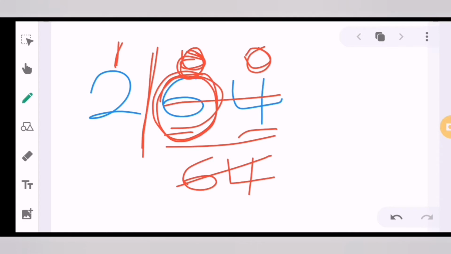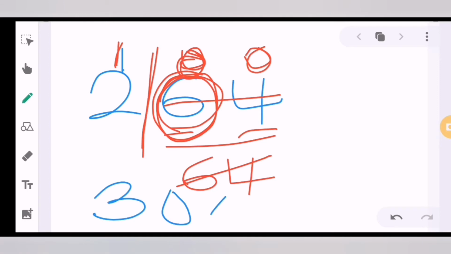Either you are focusing only on the 6 here, or you're focusing on 64 as a 2-digit number. You still get your answer. So our answer now is going to be, remember we placed the 1 on top of the 2, so we need to add them up to get 3.